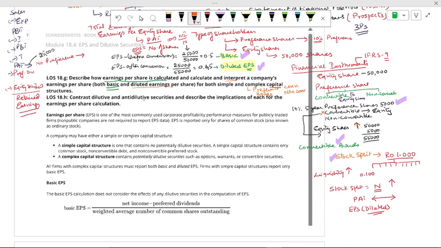Contrast between dilutive and anti-dilutive securities. Some we can dilute, some we cannot dilute. Is it right? And describe the implications. These are the two learning outcomes.